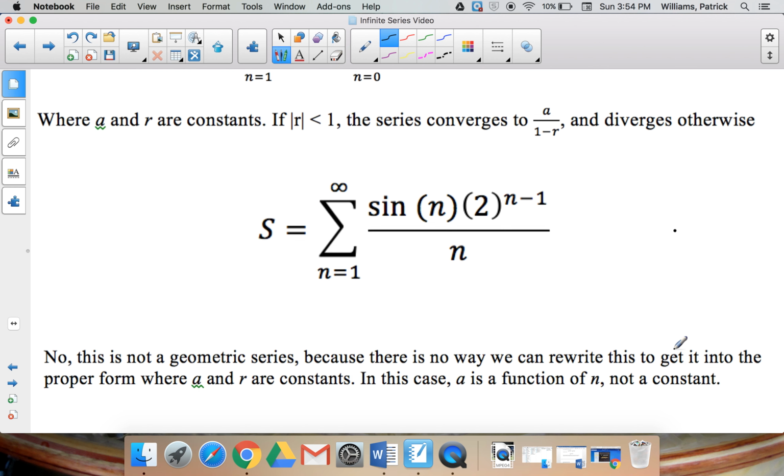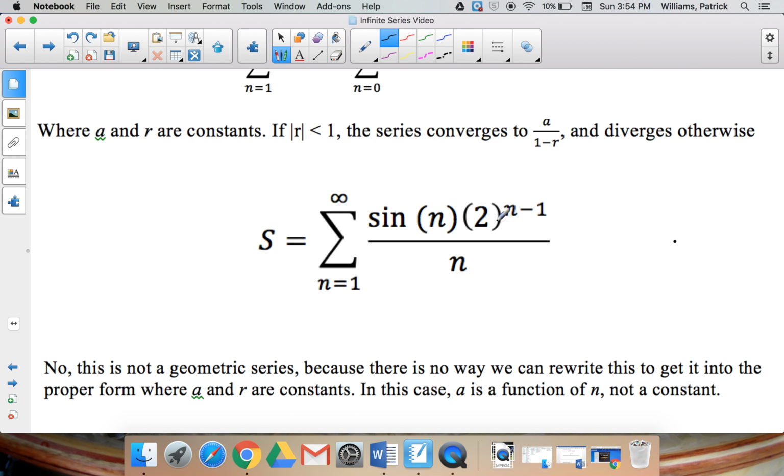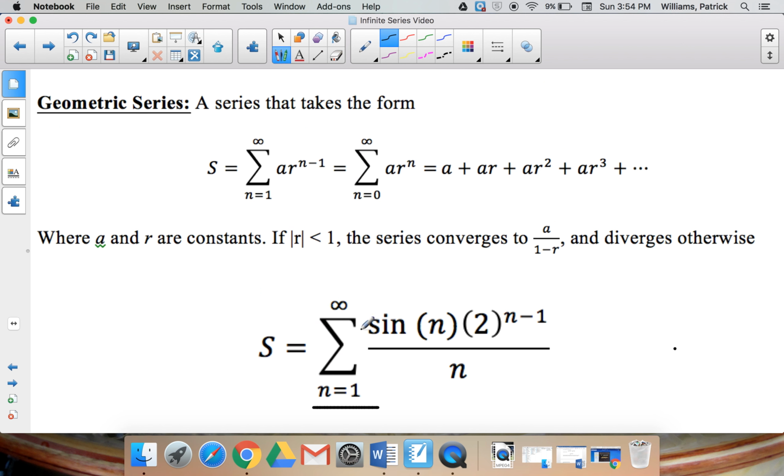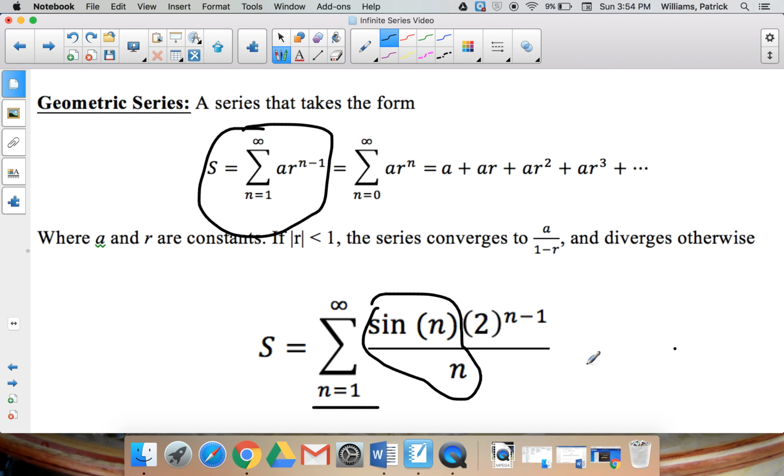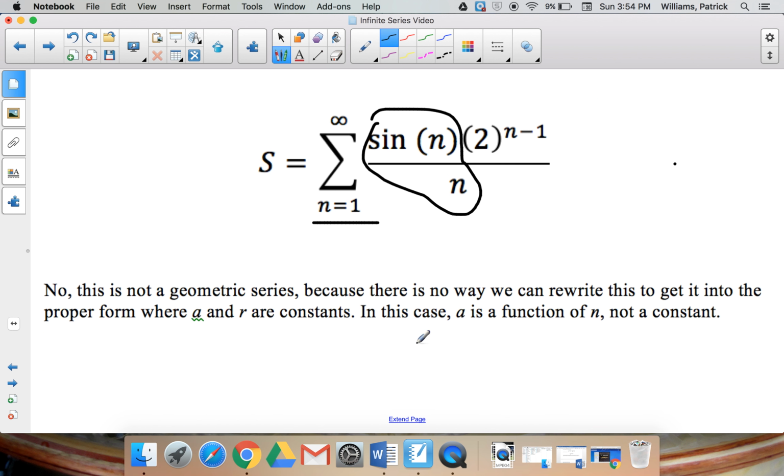Okay, in this case, we actually don't have a geometric series. We have a constant raised to the n minus 1. We start at n equals 1, so those n values are matching up to be in this form, which is good. But the problem is our value for a is this. And remember what we said, a needs to be a constant. In this case, a is not a constant. A is a function of n. So here, basically, a is not a constant, it's a function of n, so therefore this is not a geometric series, so we can't analyze this thing for convergence or divergence based on the criteria of a geometric series, okay?